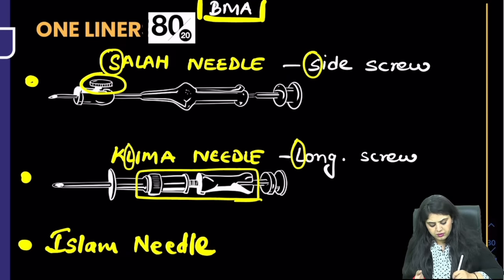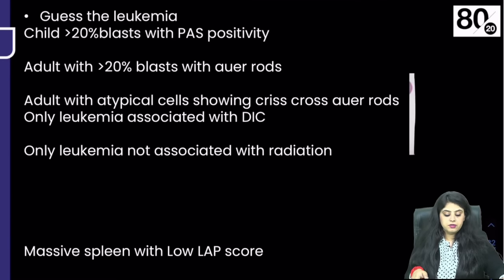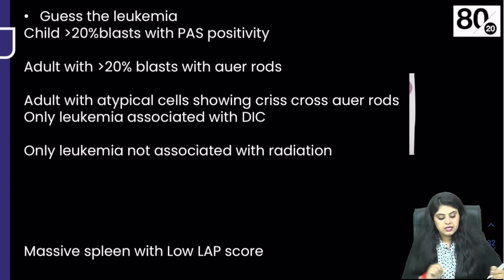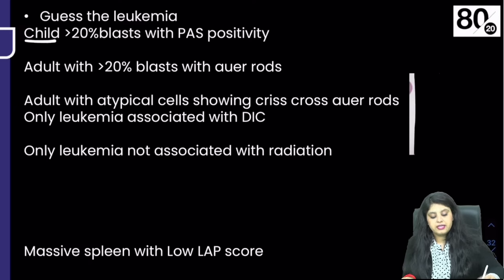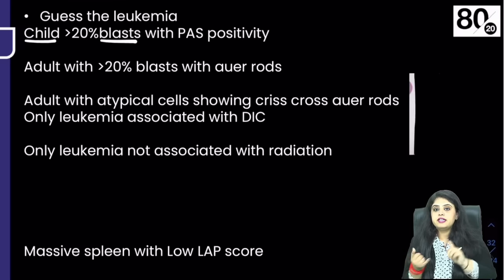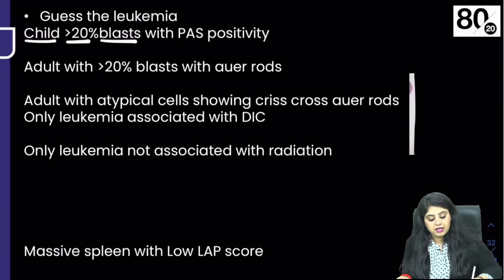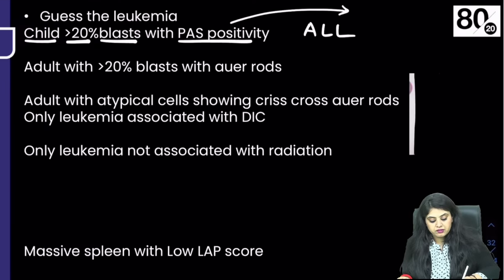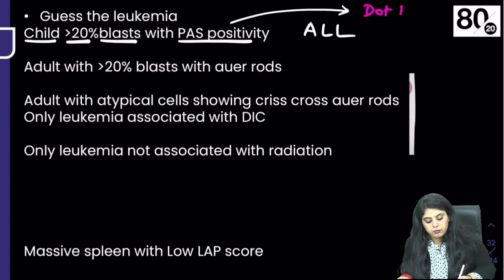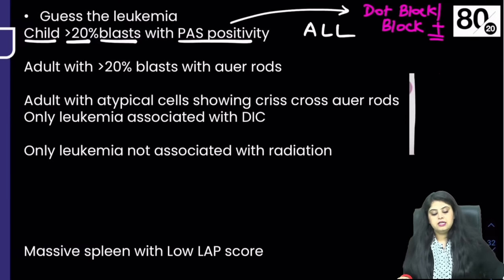Now I'm going to take a super quick test of you on multiple leukemias. Let's give you one-line scenarios, and let's see if you can answer them. There is a child. Age in leukemias is very, very important. Next, look at the blast count. There is a child with more than 20% blasts. I don't have to read anything else after that. A child with more than 20% blasts, but PAS positivity is mentioned, that is ALL, correct? And which kind of PAS positivity are you seeing? You are seeing the dot or the block positivity. So dot or block positivity is going to be noted.